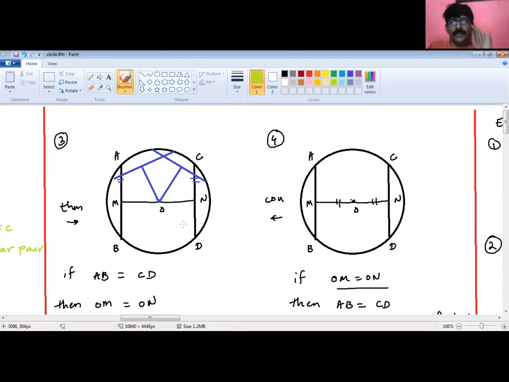In a circle or in a congruent circle, two or more chords, if they are congruent, then their distances from the center are equal. And vice versa, in the converse, what are we going to say? In a circle or in a congruent circle, if the chords are equidistant from the center, then they are congruent. I hope you understood properties number 3 and 4.